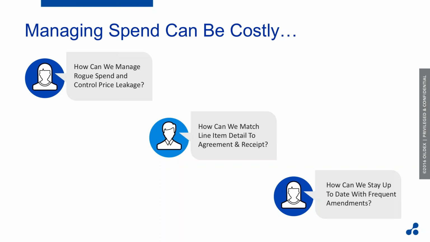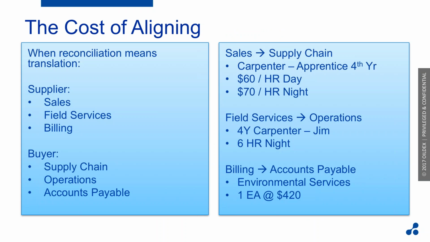Let's take a closer look at an example of how that information, when represented in different ways, leads to higher costs. In a supplier organization, we have sales, field services, and billing, who all manage the same information in different ways. What's being provided, how it's described on a contract, how it appears on a receipt, and how it's billed for on an invoice can all be different. And in the buyer organization, supply chain, operations, and accounts payable are all receiving that information from their complementary sources in the form it was provided.